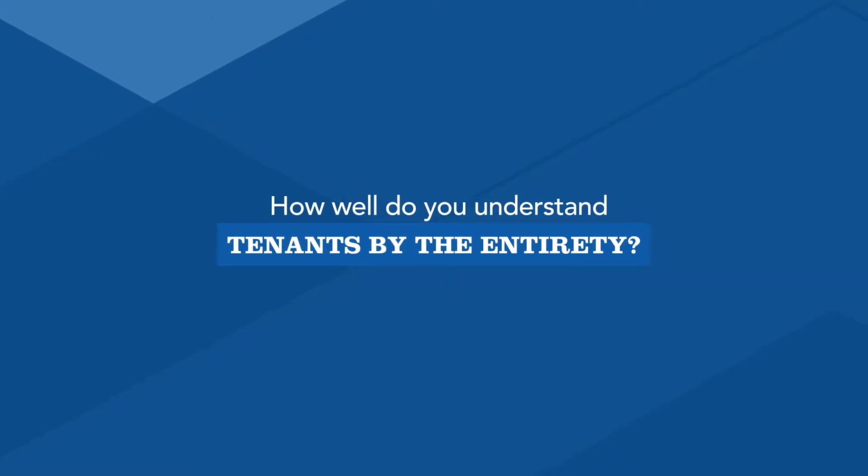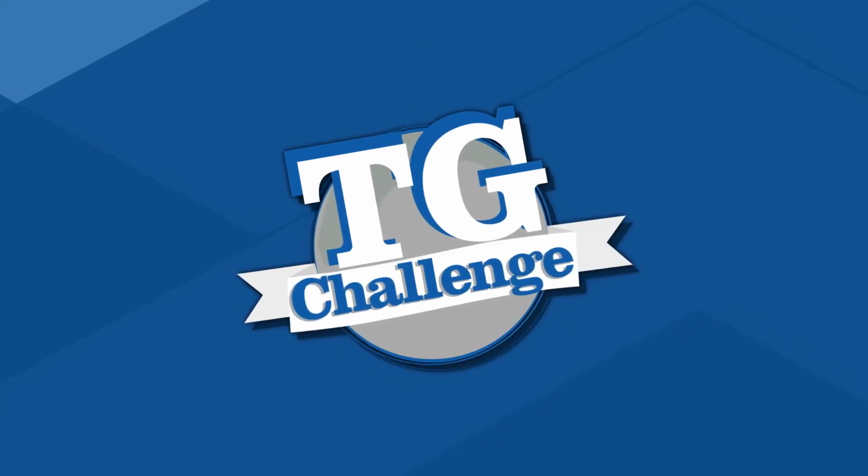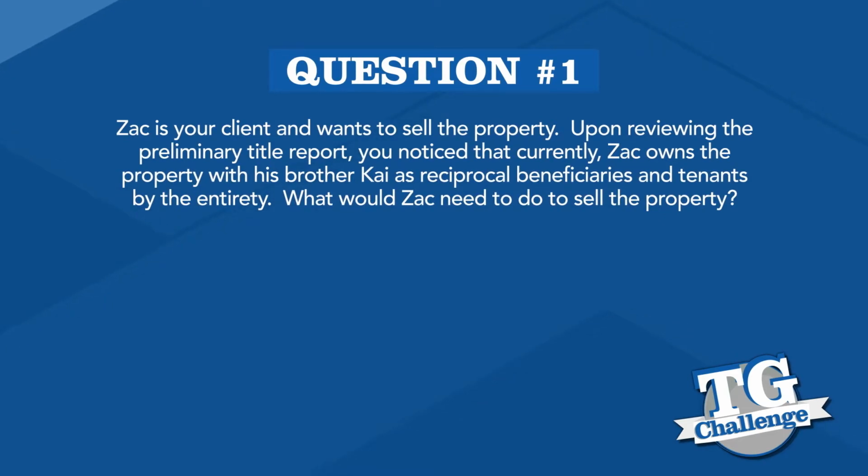So let's see how well you understand tenants by the entirety. Zach is your client and wants to sell the property. Upon reviewing the preliminary title report, you notice that currently Zach owns the property with his brother Kai as reciprocal beneficiaries and tenants by the entirety. What would Zach need to do to sell the property?